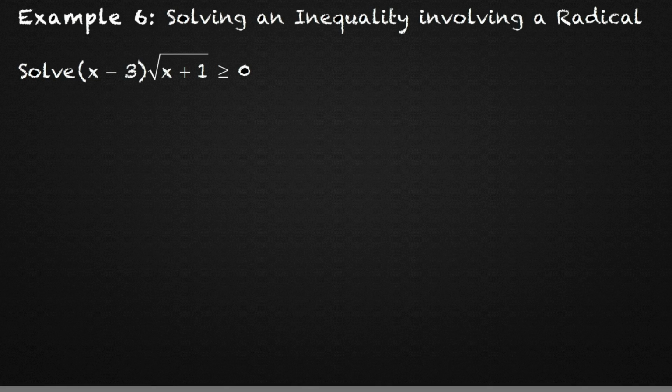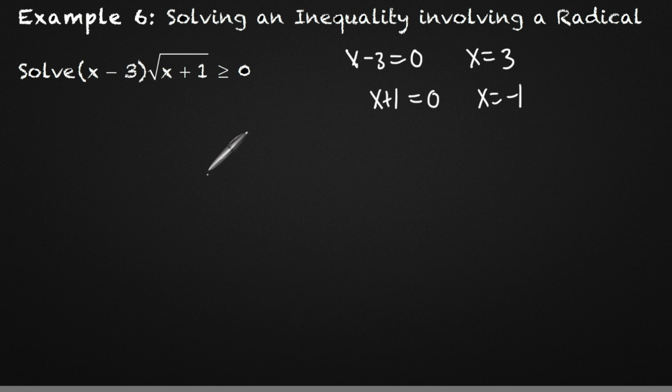All right, example 6, same idea. We're going to set both of these factors equal to 0. So x minus 3 equals 0. That gives us an answer of x equals 3. Then x plus 1 equals 0. That's going to give us negative 1. So we're going to make a number line, and on this number line, we're going to put the same deal, negative 1 and 3.